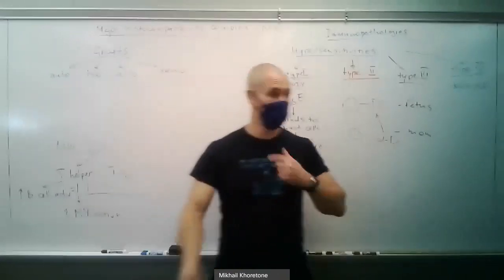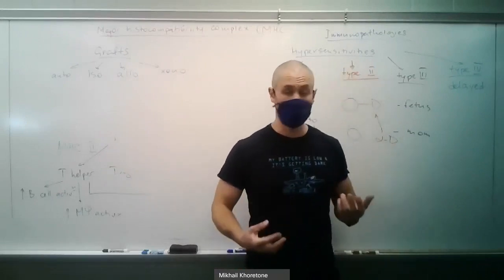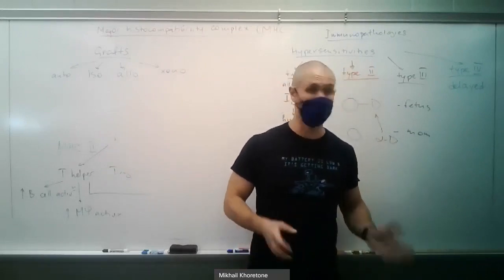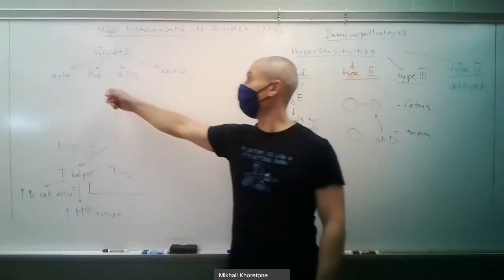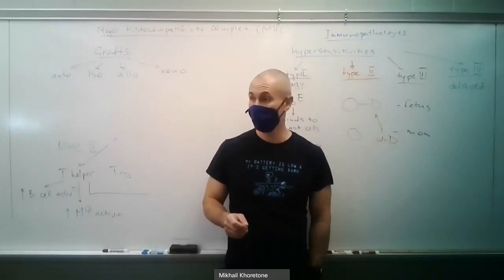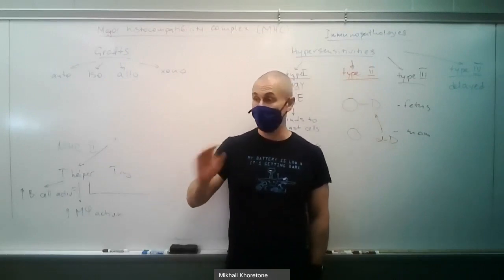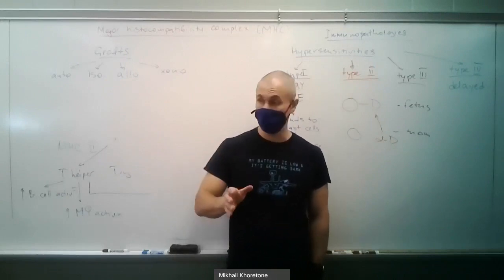Autograft, your own tissues. You get a burn, the skin is transplanted from another part of your body. Does that make sense? Isograft, a graft between identical twins. Okay?